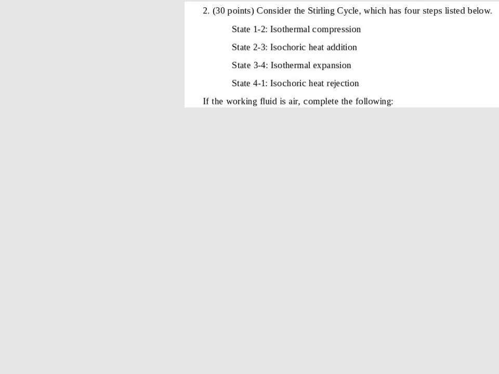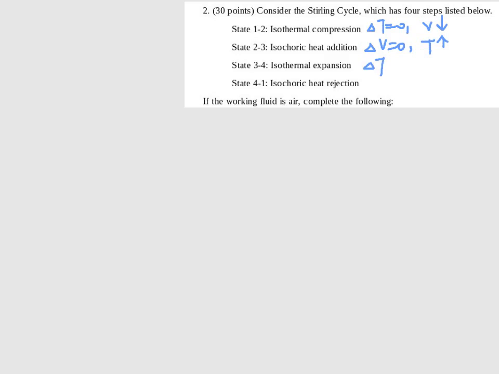So the first one, from state 1 to 2, is isothermal compression. Isothermal means delta T is 0. Compression means V, the volume, is decreasing. State 2 to 3, isochoric, delta V is 0. Volume doesn't change. Heat addition in this case means T is increasing.